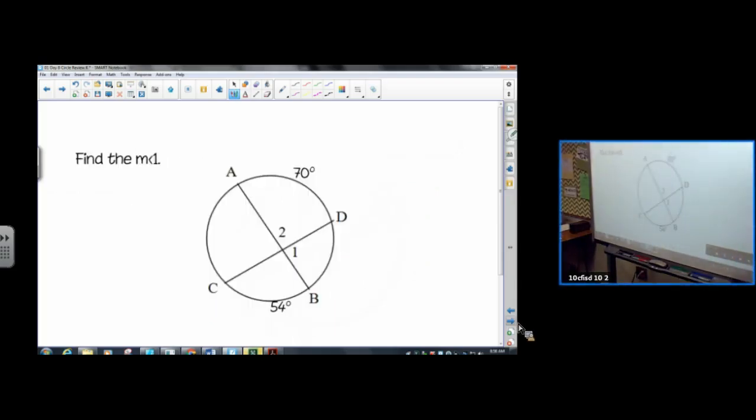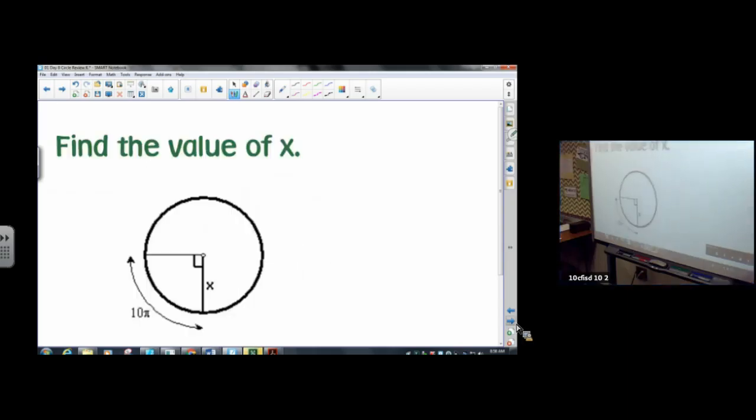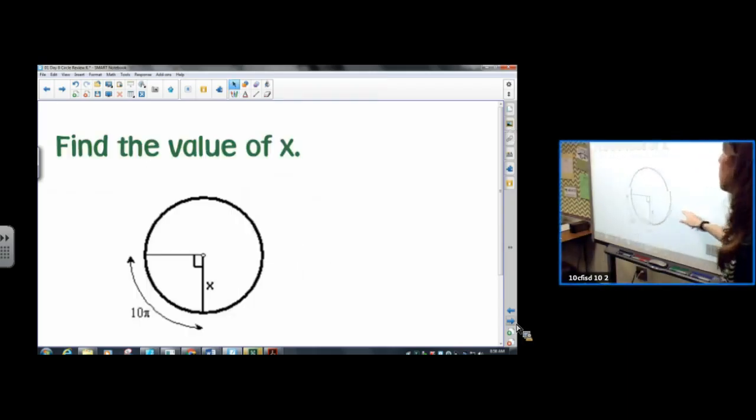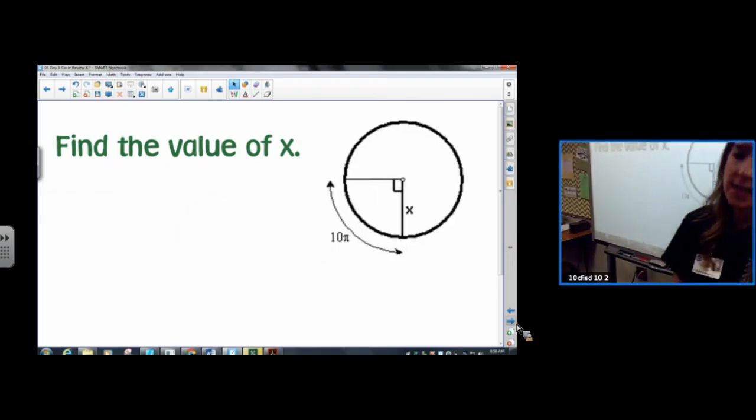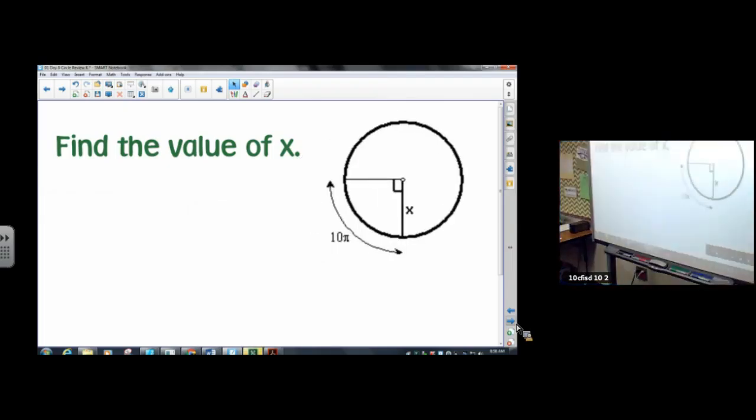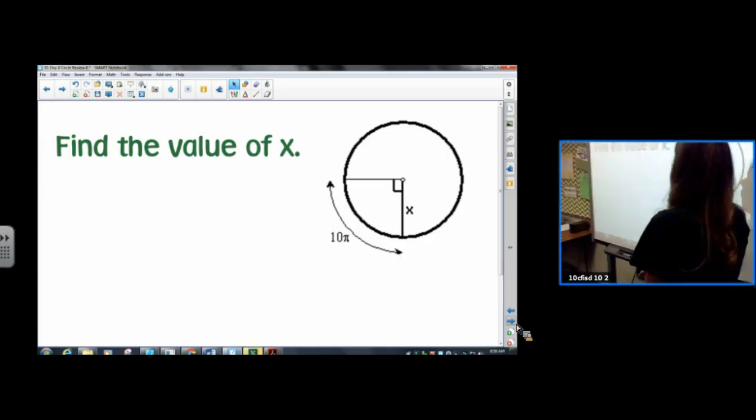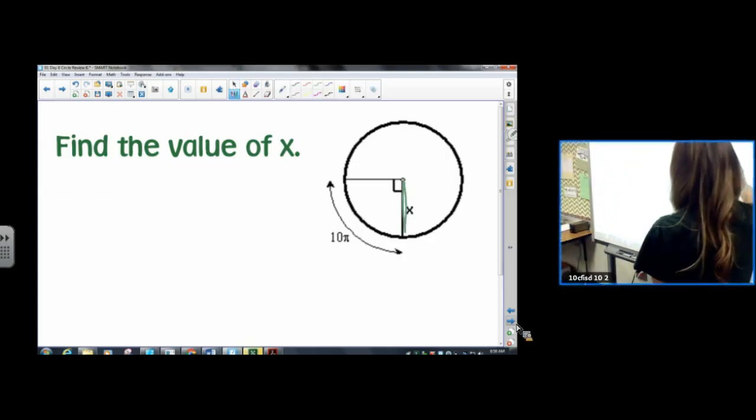I'm going to skip that one. Let's do this one. We need a little bit more practice with arc length and arc measure, so try this one. Now, a lot of you did this on the pop quiz too. What is x? Be careful.